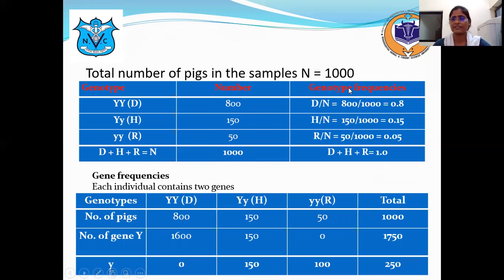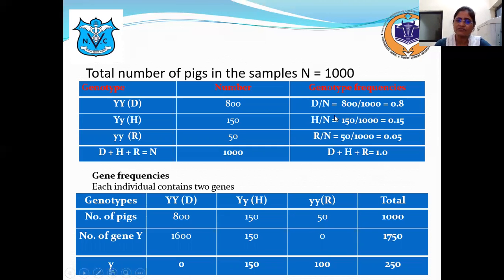To calculate the genotypic frequency, we have the formula: total number of homozygote genotypes present in our population divided by total number of individuals present in our population, that is D by N equals 800 divided by 1000, equals 0.8. Similarly, for heterozygous, H by N, we have 150 divided by 1000 equals 0.15. And for homozygous recessive, R by N, we have 50 upon 1000, 0.05. So when we sum up all 3 frequencies, 0.8 plus 0.15 plus 0.05 equals 1.